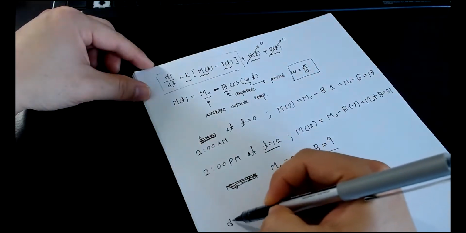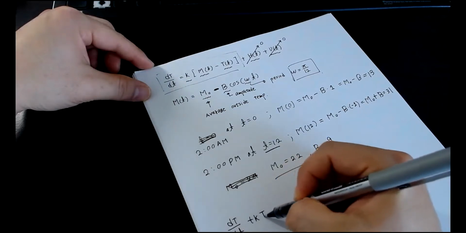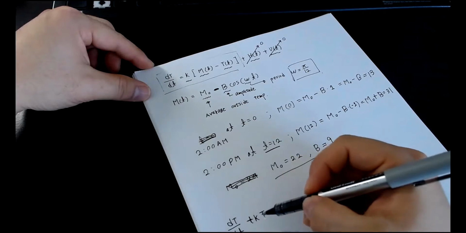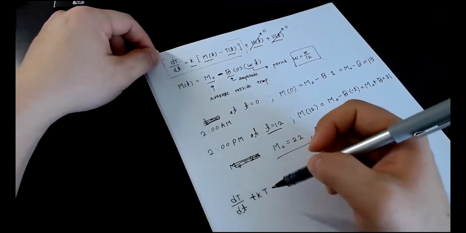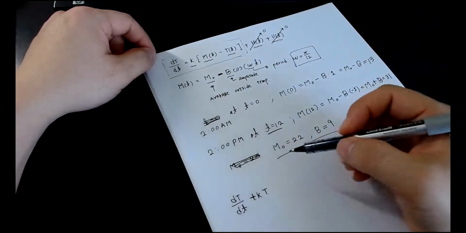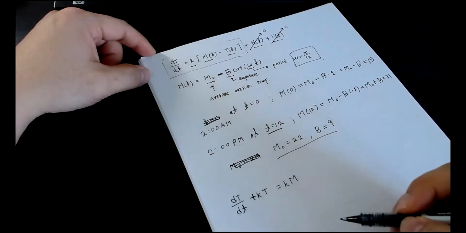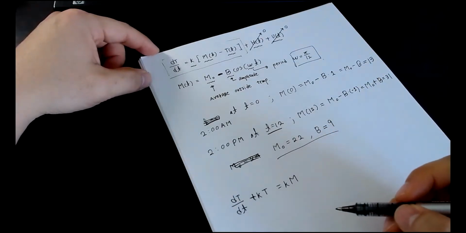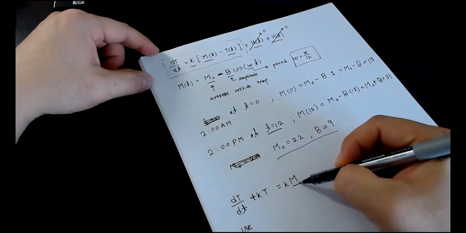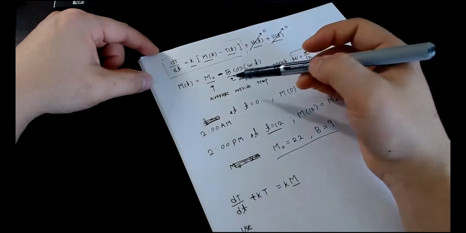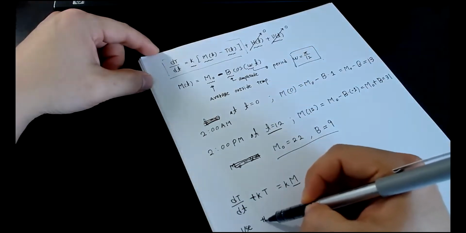Then we'll get dT over dt plus k times T. Let me skip writing the parenthesis and the independent variable t. So this is equal to k times M right there. Do we know M? M is M0 minus b times cosine omega t. So use the integrating factor method.